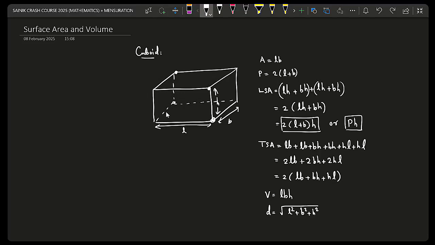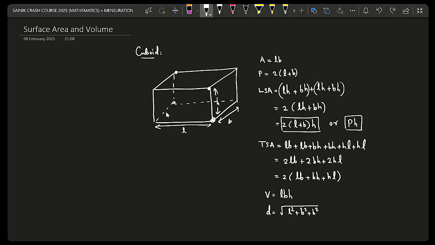First wall will be L into H, LH. Second wall area will be B into H, BH. Like that, you add all of them and simplify. You'll get 2 of L plus B into H. Sir, we can count that 6 faces are there. No, don't take all 6 faces into consideration for lateral surface area. Lateral means only the side walls. Don't take the ceiling or base.